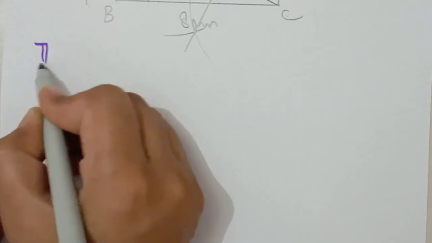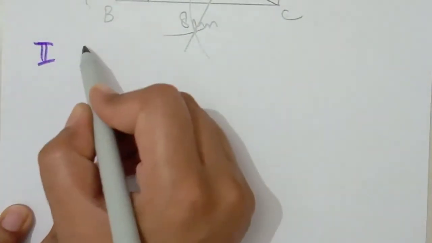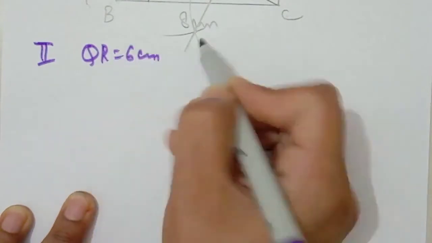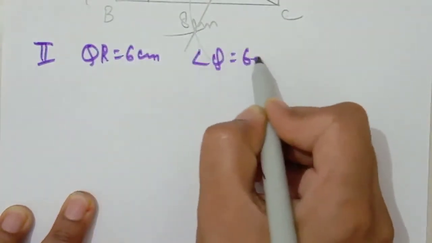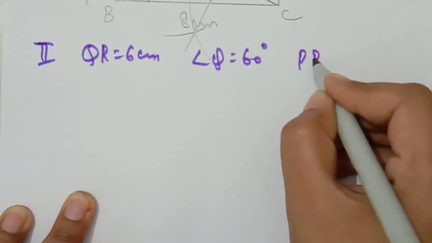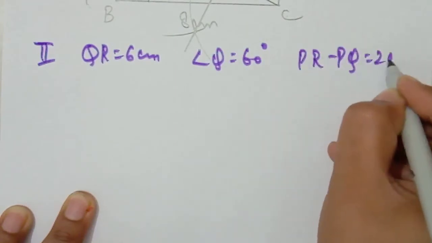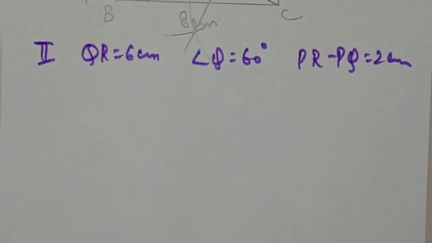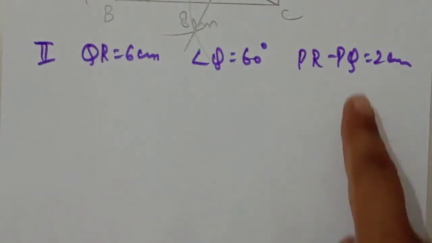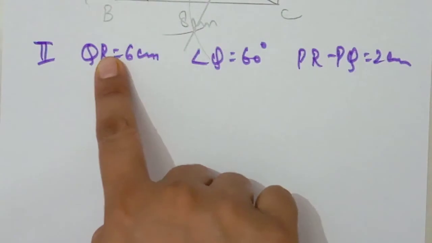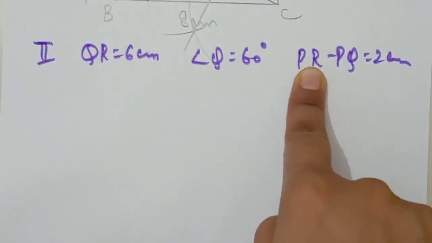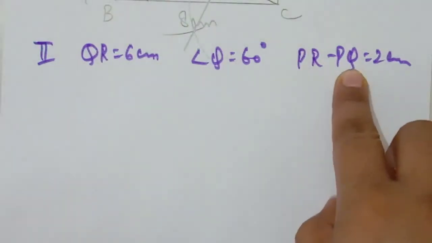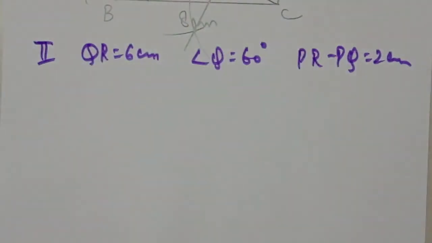In the second type, it means question number 3. QR is 6 centimeter, angle Q is 60 degree, and PR minus PQ is 2 centimeter. I already explained the difference between the first and second type and how we will say that this is the second type. Because QR is there, Q is there, PR should be made by us as first as compared to PQ, but in this question PQ side is only possible.